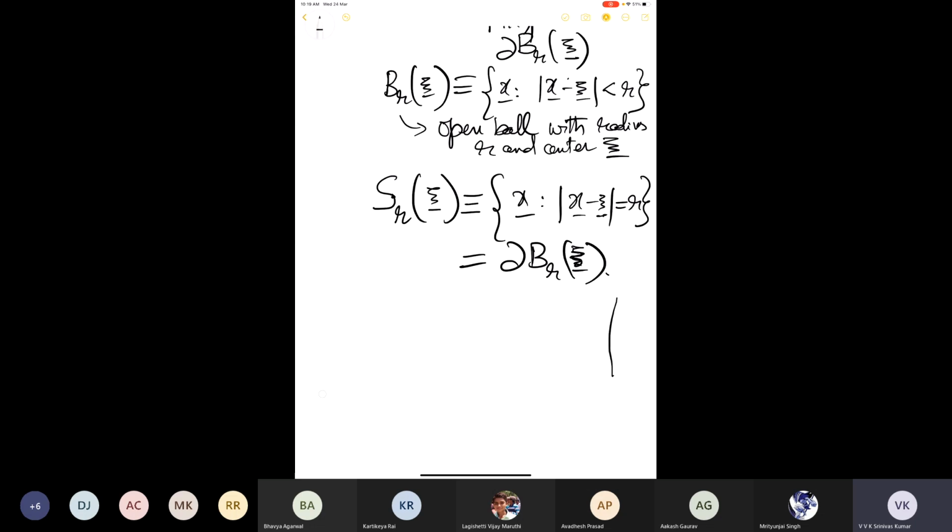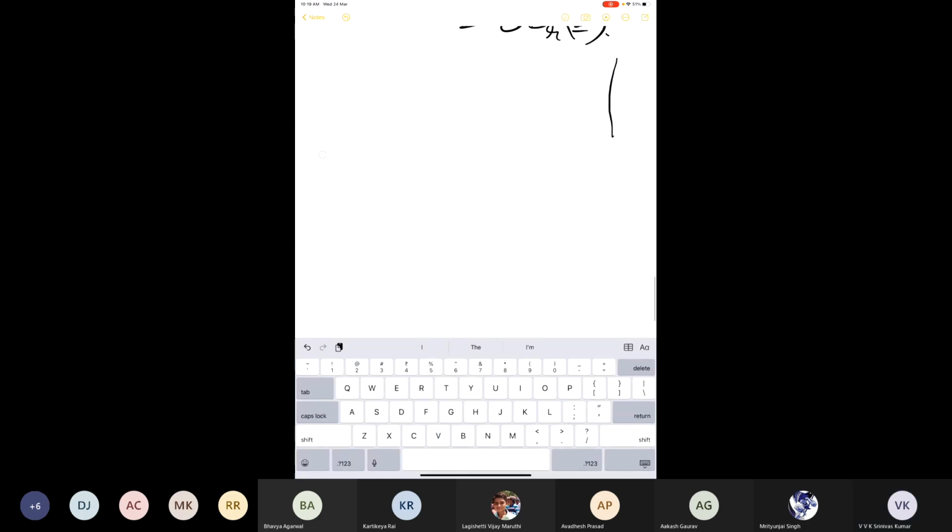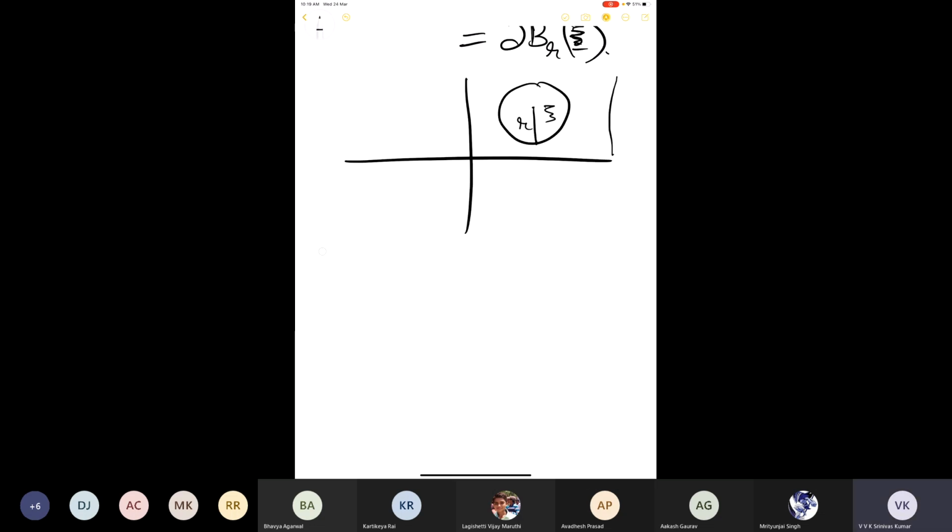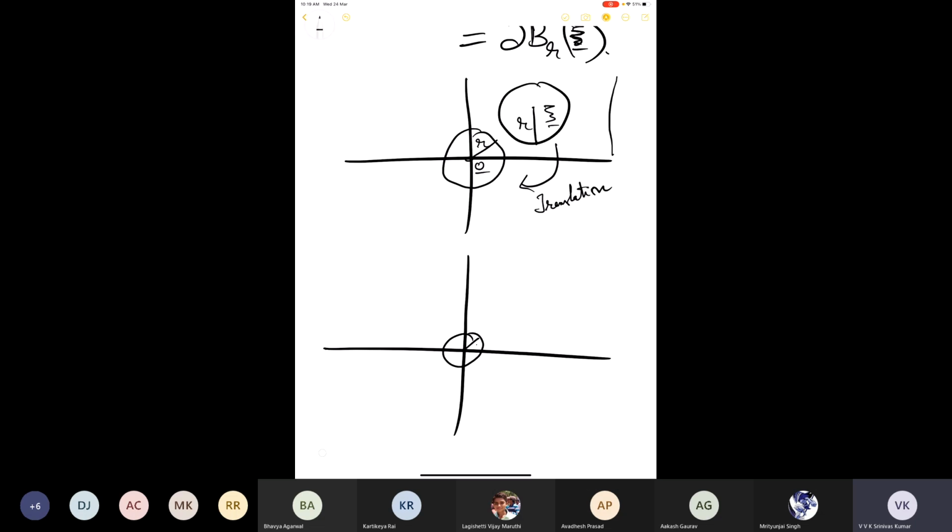So now what I am saying is, instead of this radius, we are going to translate it to the origin, and not only that, we are going to even dilate it to radius 1 centered at the origin. This is by translation, and from here to here it is dilation.